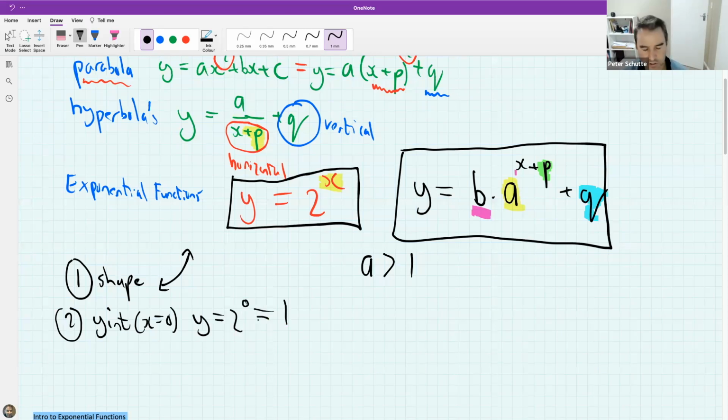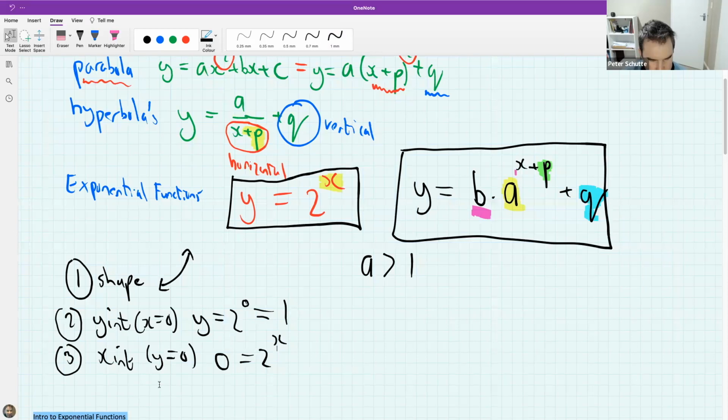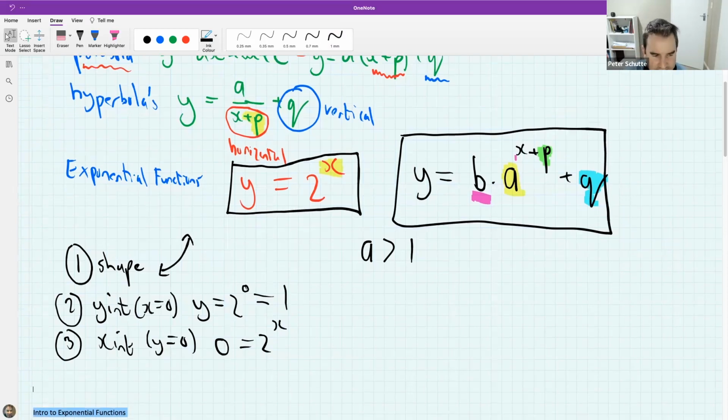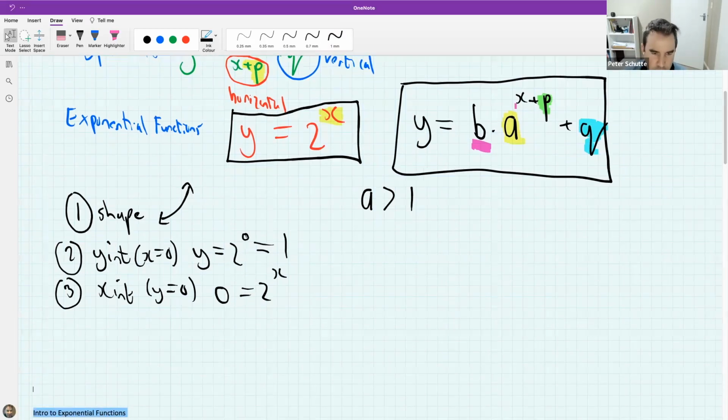So this is not too difficult. It's 2 to the 0, which is 1. And then to find the x-intercept, this is stuff that I always do with functions. Whenever I want to find the intercepts, I follow this process. So I go like this. But this is tricky because how do I take 2, raise it to a power x, and get 0? That's not possible. And so there is no x-intercept.